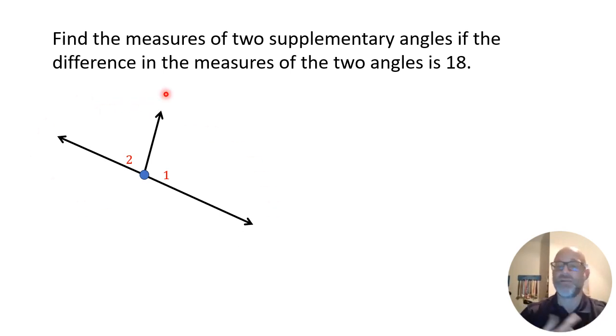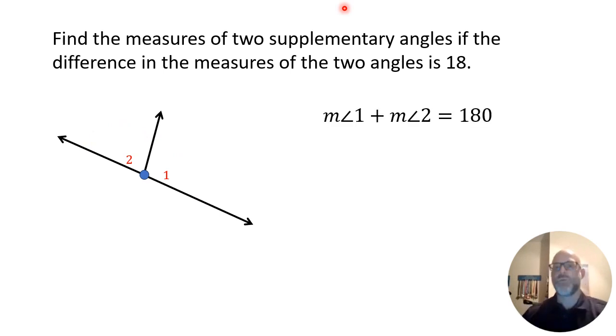Now let's convert to the language called algebra. How am I going to do that? I'm going to create some equations. Is there an equation we can conceive of straight from our geometry? Well, yeah, the obvious one is the measure of angle 1 plus the measure of angle 2 equals 180 degrees.